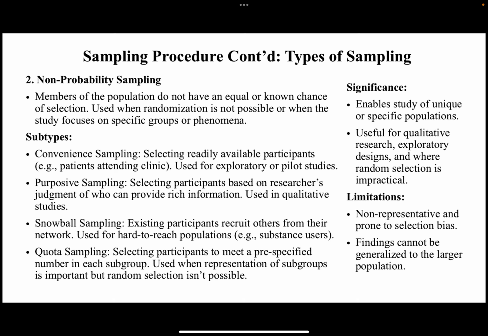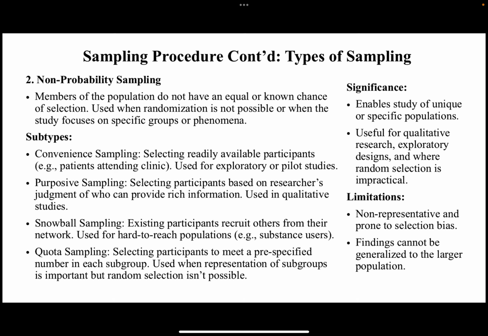Snowball: existing participants help to recruit new participants. For example, if you are studying substance users, it's not easy to come by those people. But the good thing is that one participant refers you to another participant. So when you're able to meet one participant, that participant is able to connect you to another participant. And it is true that you are going to get your sample.